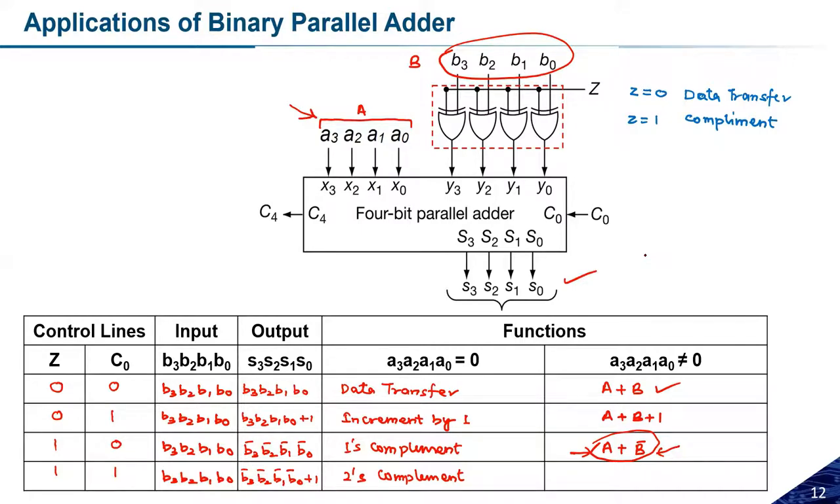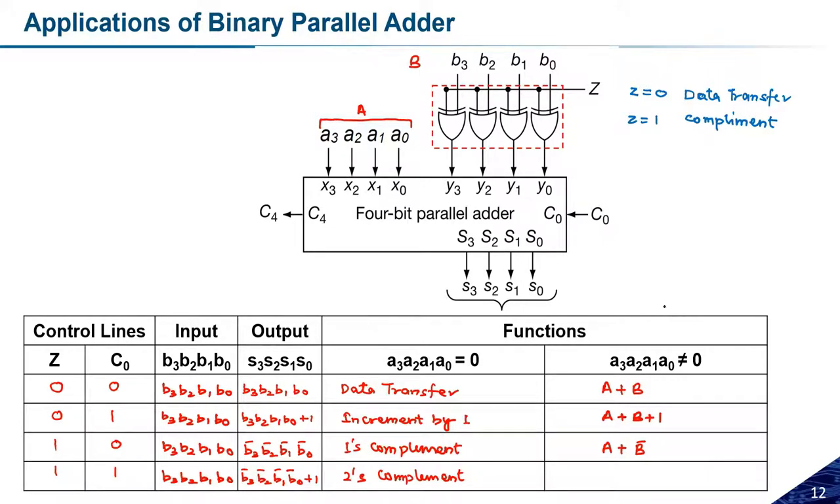If I want to perform A minus B, in that case, I have to connect Z equal to 1, C naught equal to 0, and the function will be whatever we have. So that we can get A plus B complement, and that can be utilized for the subtraction. Okay. What about the fourth combination?